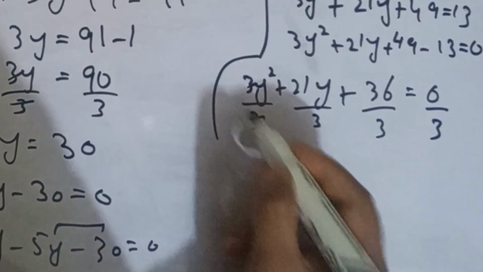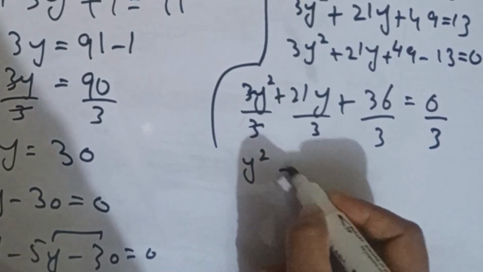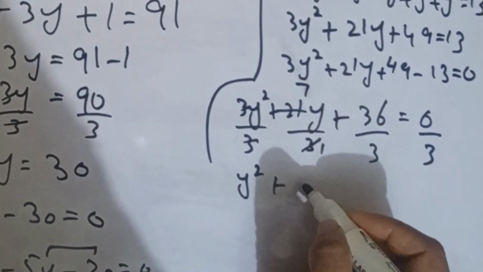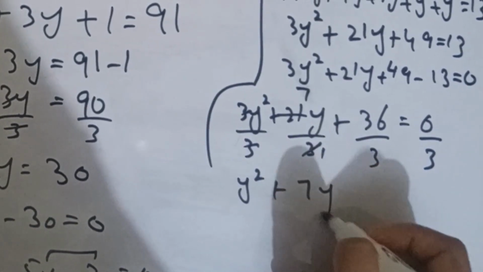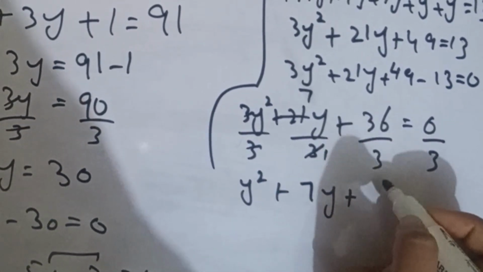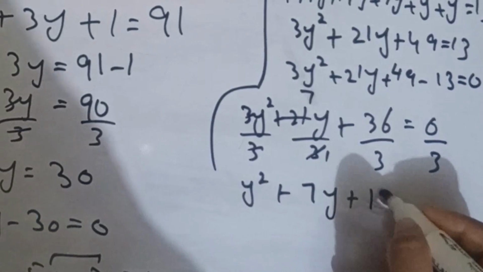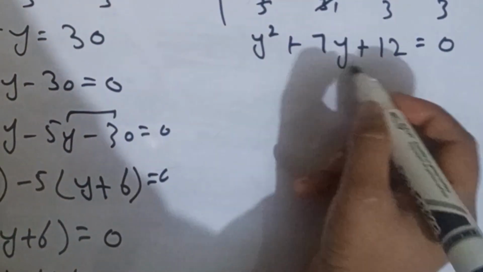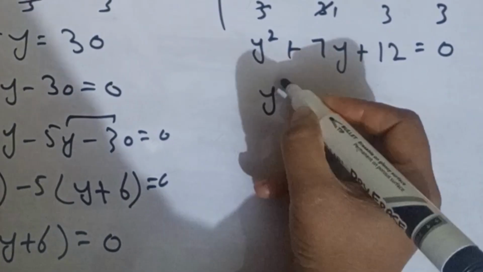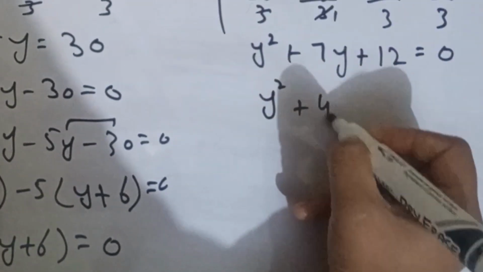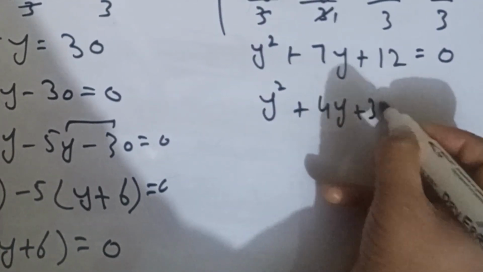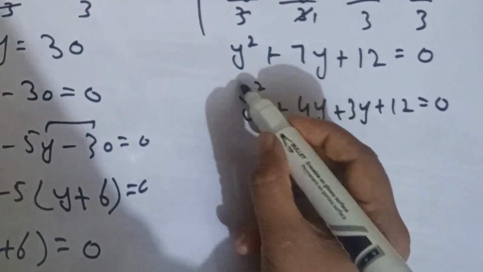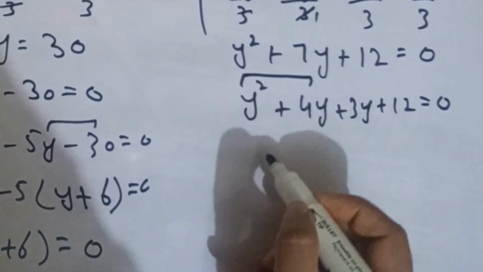So this 3 and 3 will cancel, we just get y square. 3 ones are 3 and 3 sevens are 21. So we have 7 times y plus 36 divided by 3 is 12, equal to 0 divided by 3 is 0. So next we find the factors of this equation. We write this as y square plus 4 times y plus 3 times y plus 12, equal to 0. Now look at the first two terms, y is involved in these two terms.